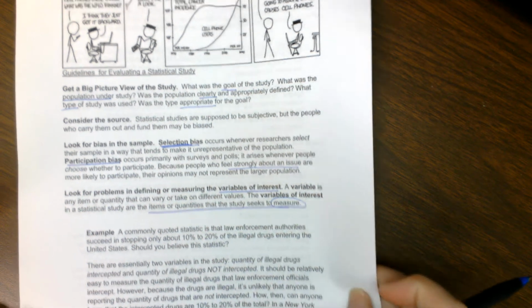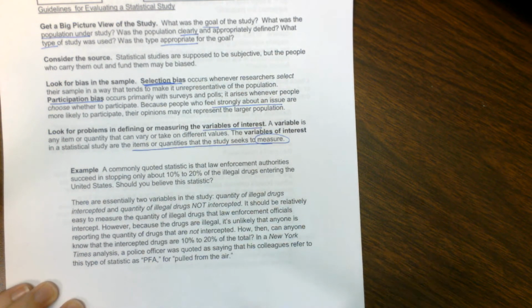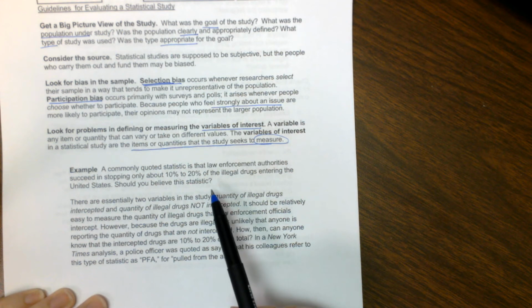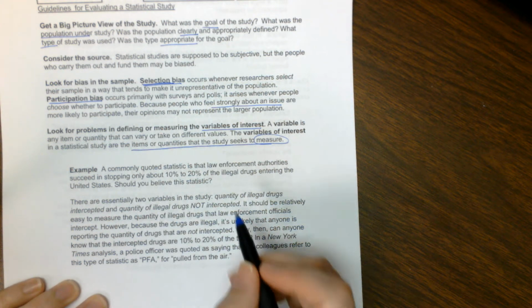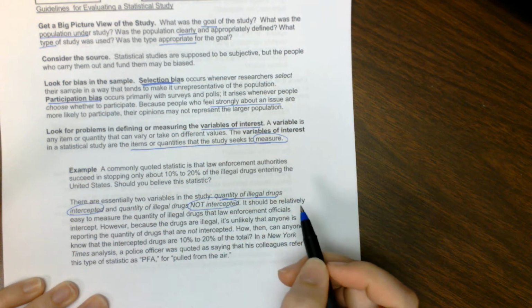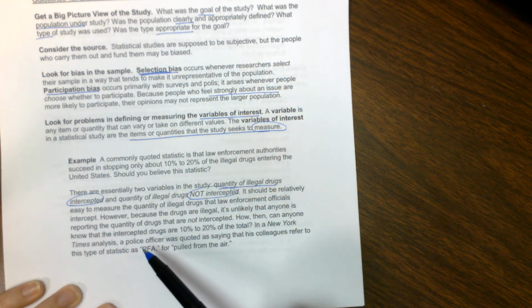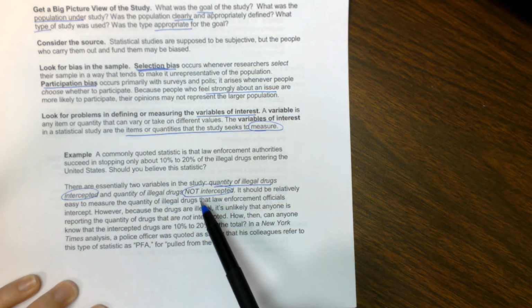So for example, a commonly quoted statistic is that law enforcement authorities succeed in stopping only about 10 to 20% of the illegal drugs entering the United States. Should you believe this? Well, let's look at the variables of interest here. So there's two variables. They're looking at the drugs that are stopped. So they want the quantity of illegal drugs intercepted and the quantity of illegal drugs not intercepted, because that's how you can compare the percentage of one to the other. Okay, so we've identified them.